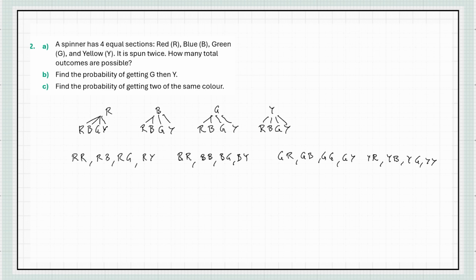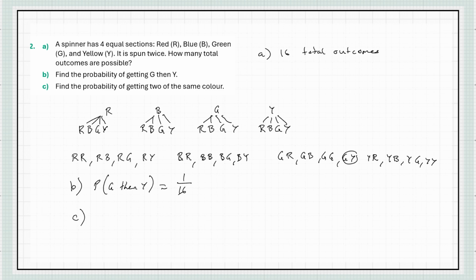So, how many total outcomes are there? There are 16. 4 groups of 4 mean there are 16 total outcomes. What about B? Find the probability of getting G and then Y. How many of these outcomes are G and then a Y? We have a G and a Y. Is there anything else that can possibly fill that? No, so the probability of getting G then Y is 1 out of 16.